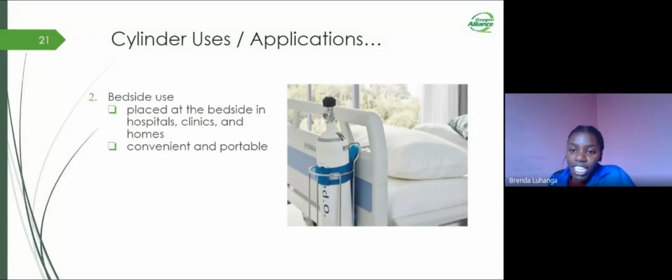The oxygen cylinders are also commonly used in hospitals, clinics, and even at home, placed at the bedside of the patient. These provide a convenient and portable source of oxygen for patients with respiratory conditions who need supplemental oxygen to maintain adequate blood oxygen levels.